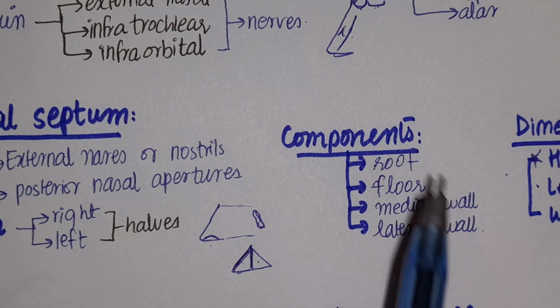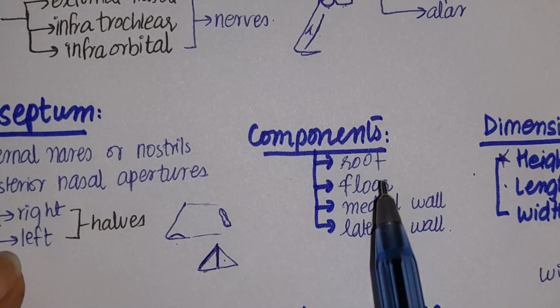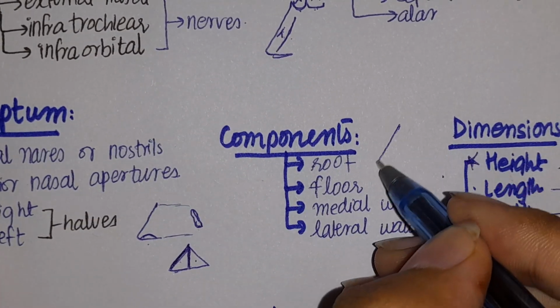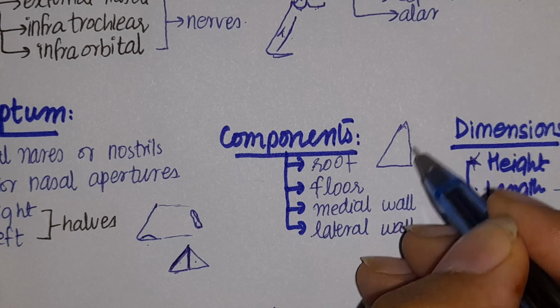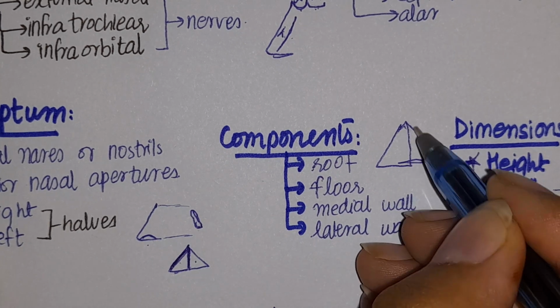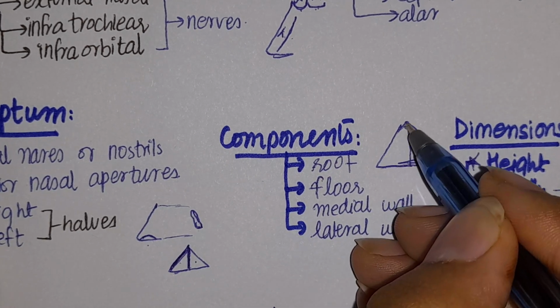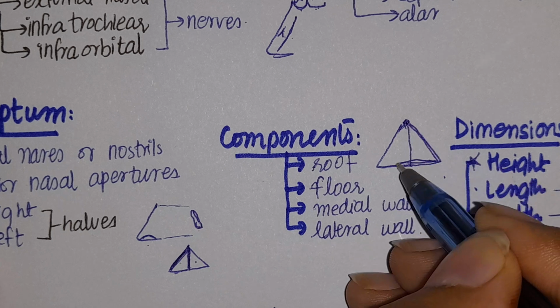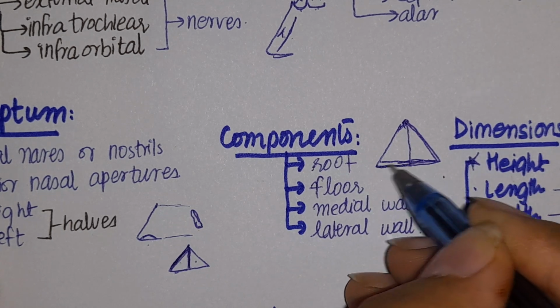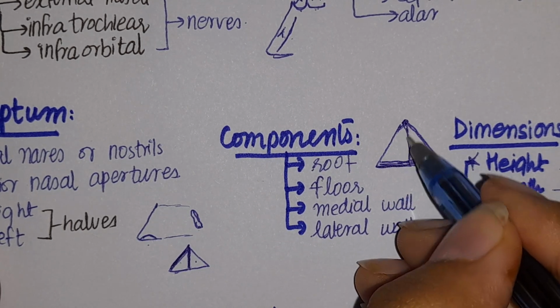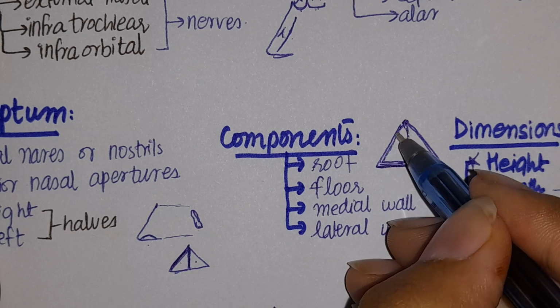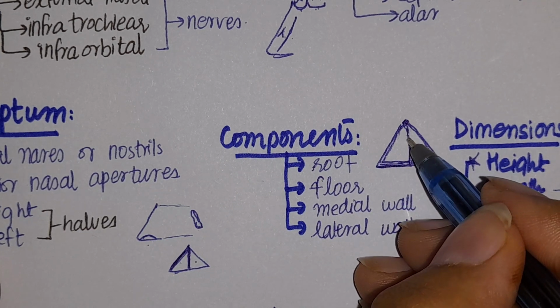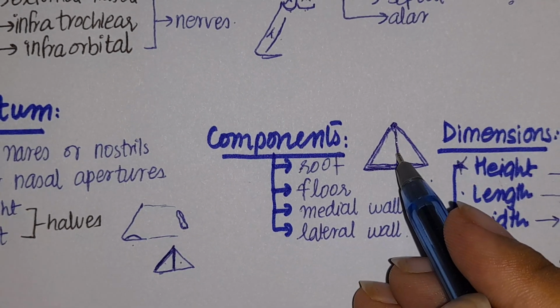Now we will talk about the nasal cavity. As you know, it's a cavity, so it will have a lot of things. First of all, if we divide it like this, it will have a roof like this, a floor over here, then a medial wall like this and a lateral wall like this. And I told you the medial wall was formed by the nasal septum.